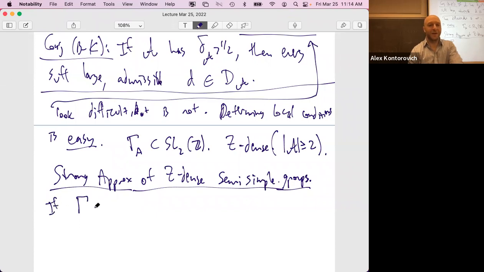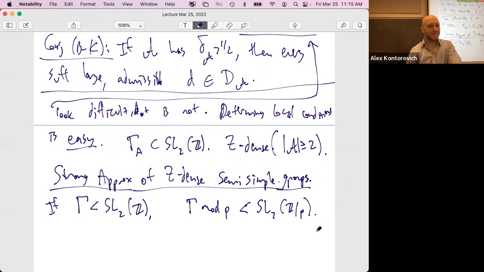If gamma is a subgroup of SL2Z, and I look at gamma mod P, of course, that's going to be a subgroup of SL2 of Z mod P. Strong approximation says for P sufficiently large, which can be determined by gamma, and gamma needs to be Zariski dense, so the Zariski closure of gamma is all of SL2, then gamma mod P is not only a subgroup of SL2, it's actually equal to all of SL2. So the reduction mod P is everything.